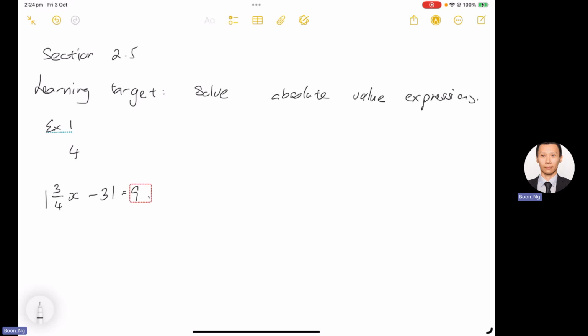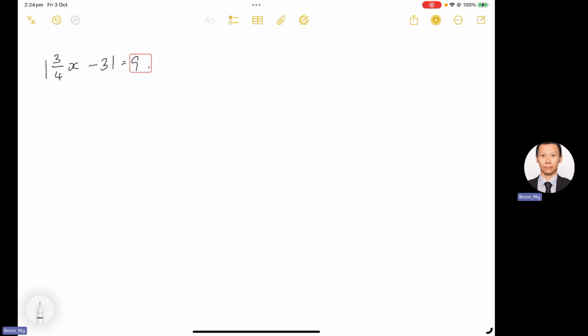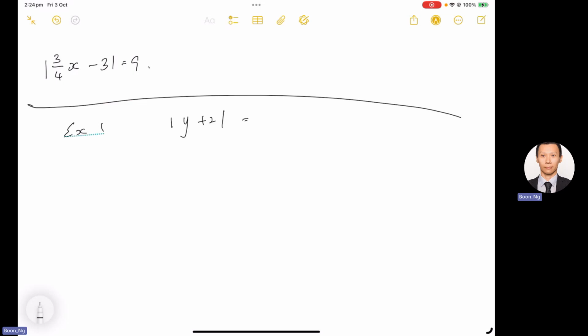All right, so let's talk about example one. Example one is actually this. We have absolute value of y plus 2 equals 4. And then we also need to graph this. We need to solve it first. We need to look for the solution. Step one, look for the solution.